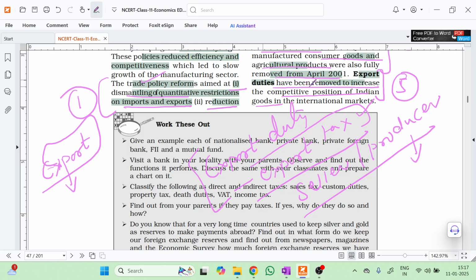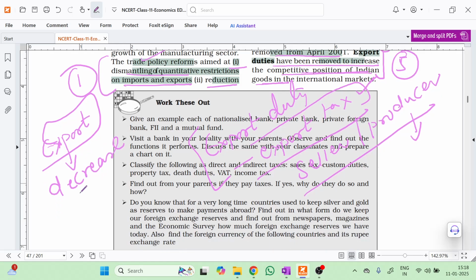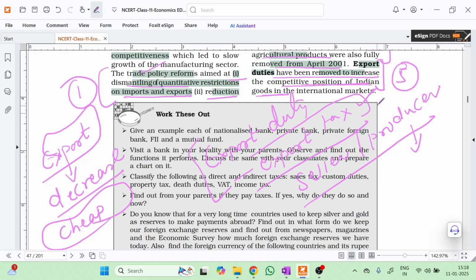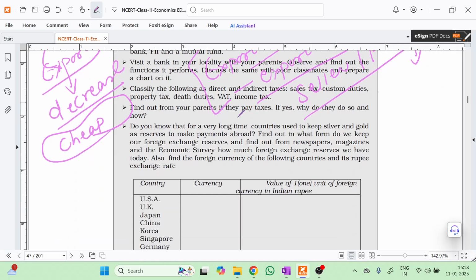This removal also increased the competitive position of Indian goods, since the removal of export tax decreases the value of Indian goods. So in short, by removing export tax, Indian goods become cheaper, and anything cheaper will be sold and bought. So this was the fifth aspect of trade policy reform.